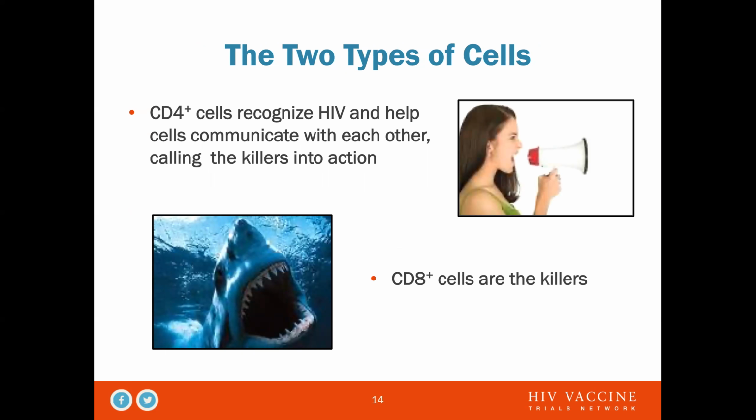CD4s are helpers. Like a person with a megaphone, they help the various parts of the immune system communicate more efficiently. CD8s are the killers, just like this shark.